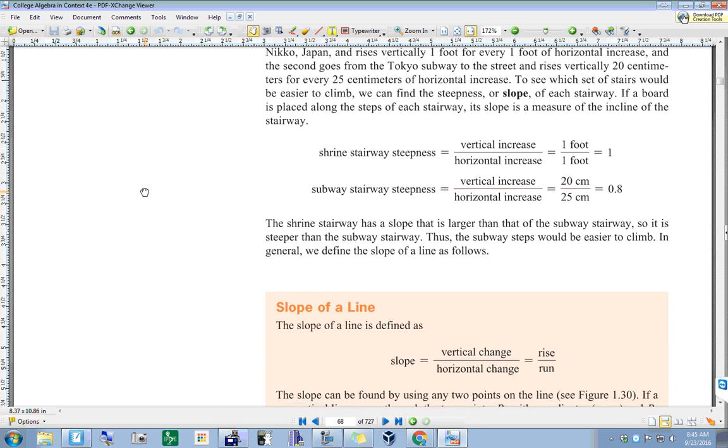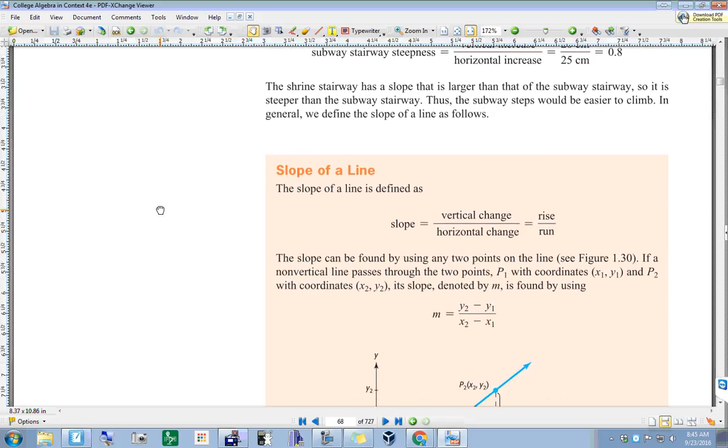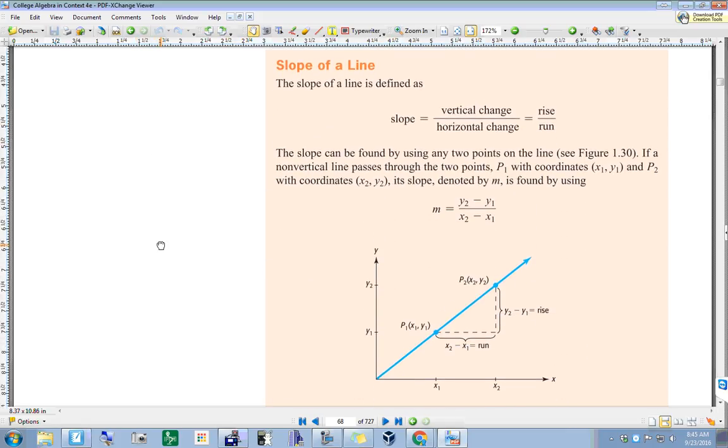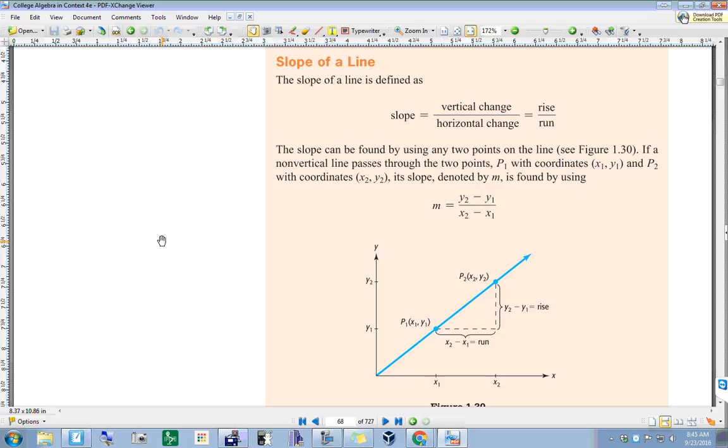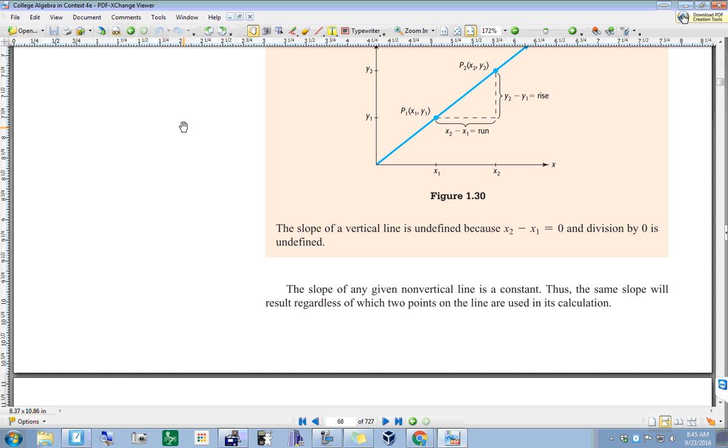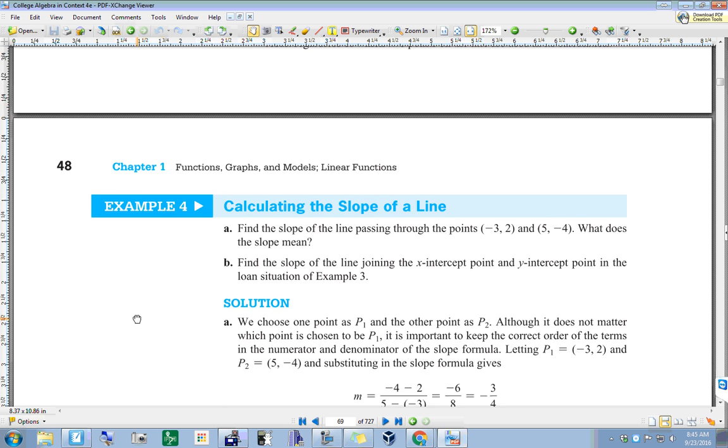Slope of a line. Now this you guys should know like the back of your hand. y2 minus y1 over x2 minus x1. Rise over run. It's just one of those things that should be ingrained into your minds.